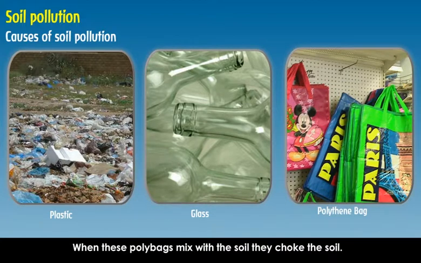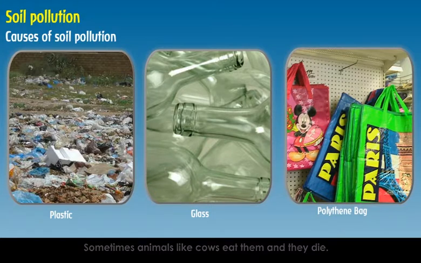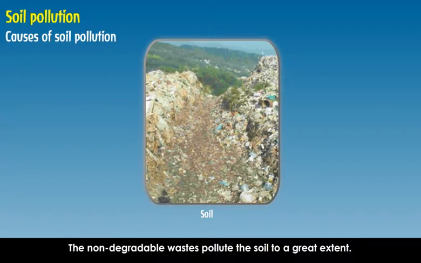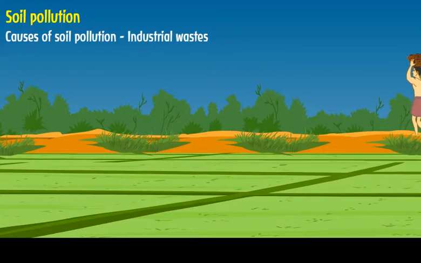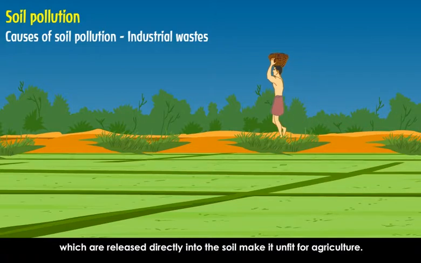When these polybags mix with the soil, they choke the soil. If not recycled, it will remain in the soil as it is. Sometimes animals like cows eat them and they die. The non-degradable wastes pollute the soil to a great extent. Industrial wastes. The solid and liquid chemical wastes which are released directly into the soil make it unfit for agriculture.